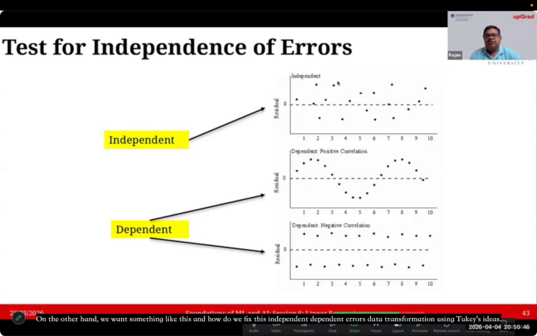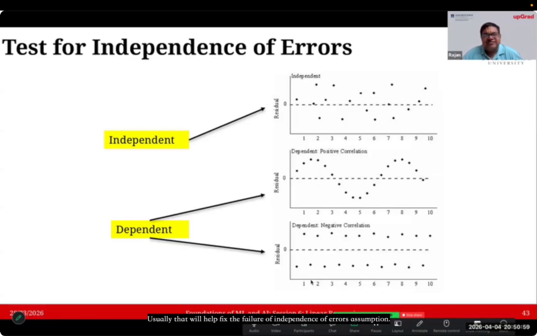On the other hand, we want something like this. And how do we fix this? There is one independent function value without the errors being dependent. Data transformation, usually that model will help fix the failure of the independence of errors assumption.